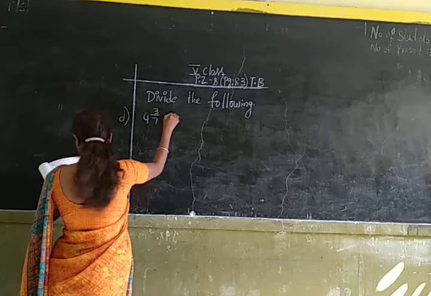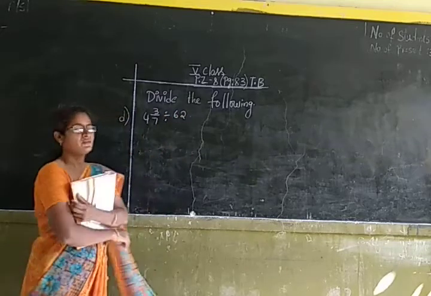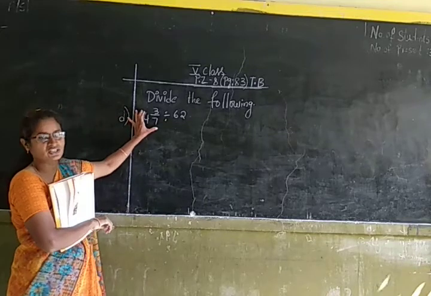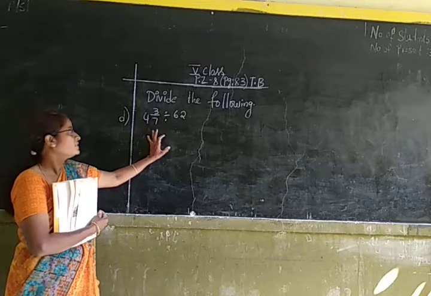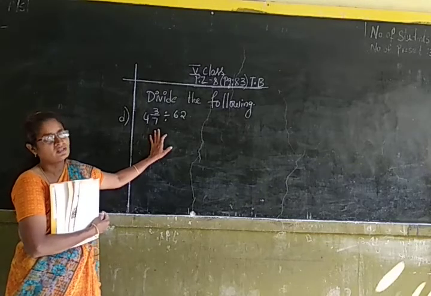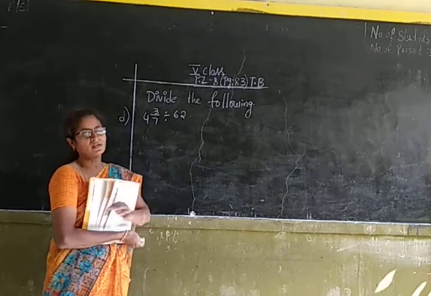4 3 by 7 divided by 62. Here a mixed fraction is given and a whole number is given. First we have to change the mixed fraction into an improper fraction, and then we have to write down the reciprocal of the whole number and then multiply the fractions.